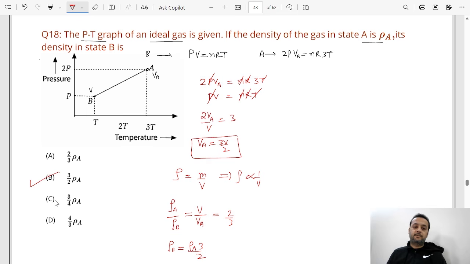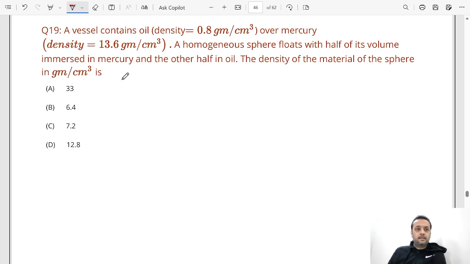That means option B will be the correct one. All right. In this question, guys, there is a vessel which contains oil also and mercury also. A homogeneous sphere floats with half of its volume immersed in mercury and the other half in the oil. We have to find the density of the material of the sphere.